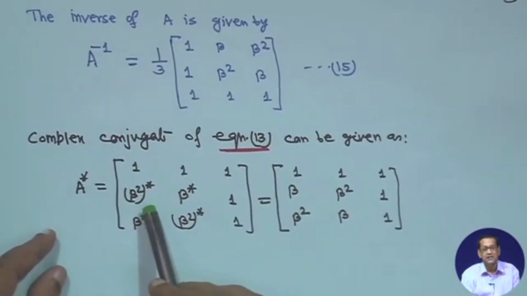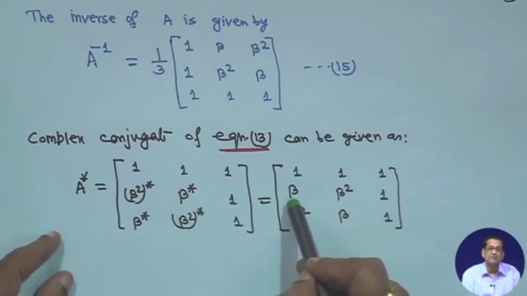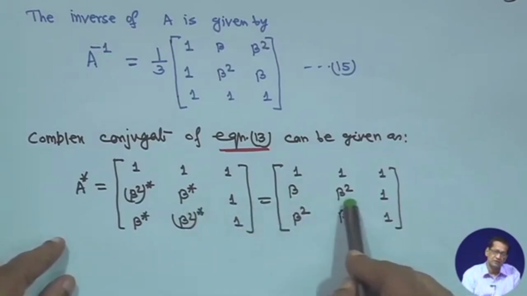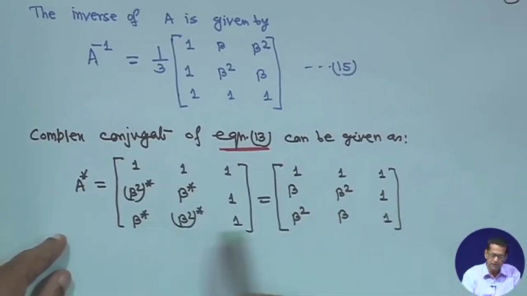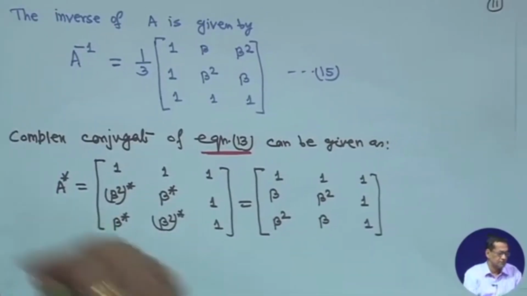Earlier, at the beginning, I have given that beta square conjugate is equal to beta, and beta conjugate is equal to beta square. The same is here: beta conjugate is equal to beta square and beta square conjugate is equal to beta, and this is 1. So, first you take the A conjugate.